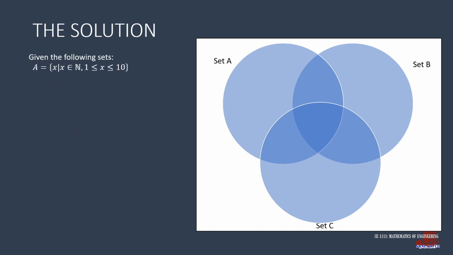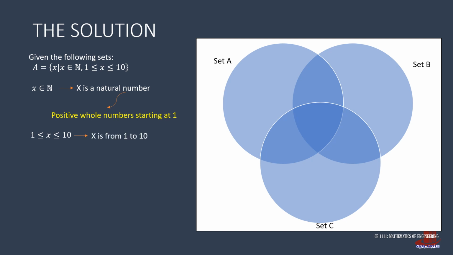Set A also includes all natural numbers from 1. The second condition is x should be within 1 and 10 inclusive. So set A contains elements from 1 to 10 in an interval of 1.